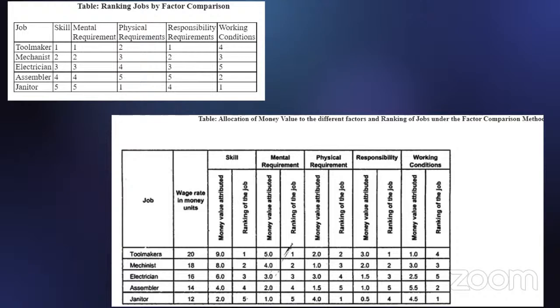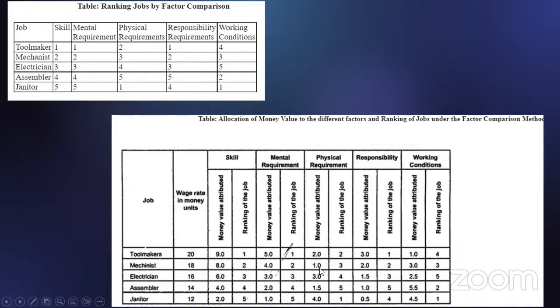And then you have the way it is broken down. Okay, so monetary value attributed 9, ranking of the job 1, monetary value attributed for mental requirement 5, the ranking of the job 1, monetary value attributed to physical effort. So by the time you join all the monetary value together, it should be able to give you the total wage that the person is collecting.